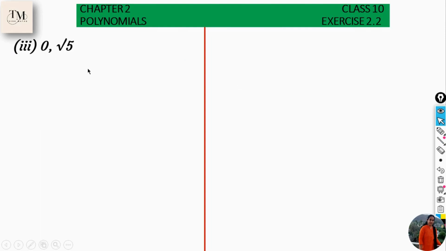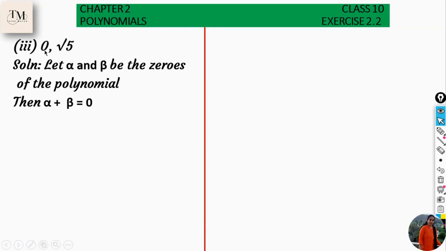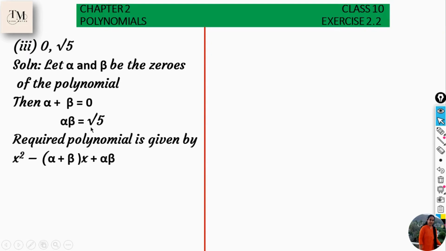0 comma root 5. So first we will take alpha and beta to be the zeros of the polynomial. Then alpha plus beta is equal to 0 and this is the product of the roots. So alpha beta is equal to root 5. Then the required polynomial will be of the form x square minus (alpha plus beta) x plus alpha beta. So alpha plus beta is 0, alpha beta is root 5. So the required equation is 0 into x is 0, so x square plus root 5. So this is the required polynomial.